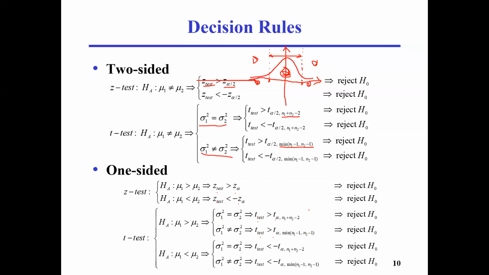And when you are trying to look up t critical values, okay, be careful with the degree of freedom. We're doing two sample tests now. Degree of freedom could be n1 plus n2 minus 2. Could be the smaller between n1 minus 1 and n2 minus 1, depending on your assumptions on variances.